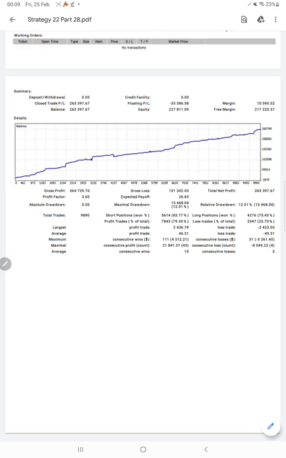So here we will see the trading account statistics with the graph. It is constantly growing. Profit factor 3.60. Total number of trades are 9890. Expected payoff is 26.63. Average profit and loss is 46 and 49.